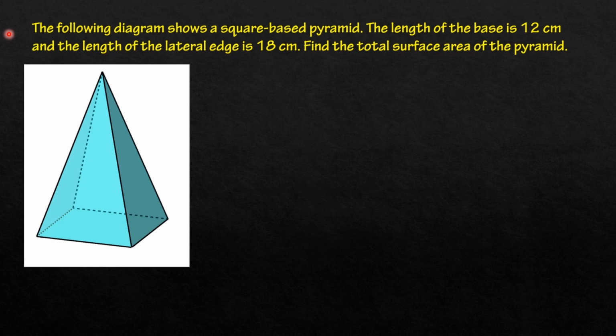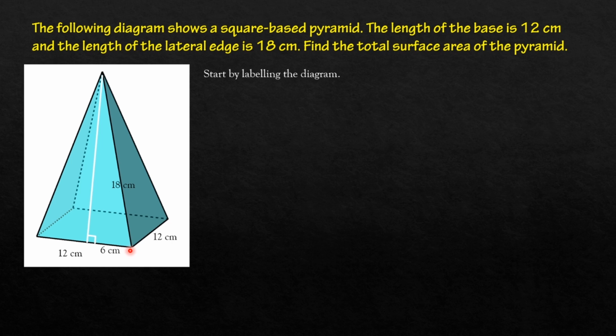The following diagram shows a square-based pyramid. The length of the base is 12 centimeters and the length of the lateral edge is 18 centimeters. Find the total surface area of the pyramid. We will again start by labeling the diagram. The lateral edge is 18 centimeters. In your textbook, they'll maybe just call this edge, not lateral edge. So if you see the word edge, it probably is referring to the lateral edge, okay?